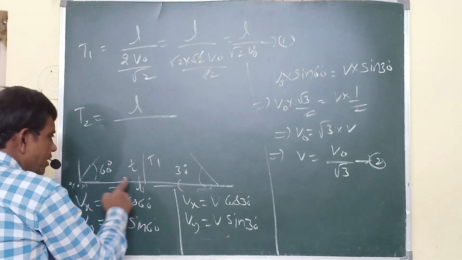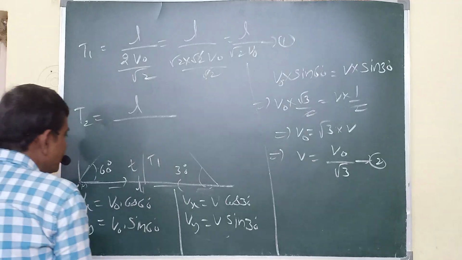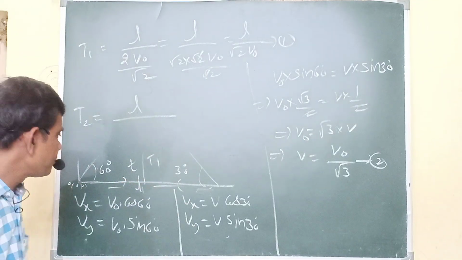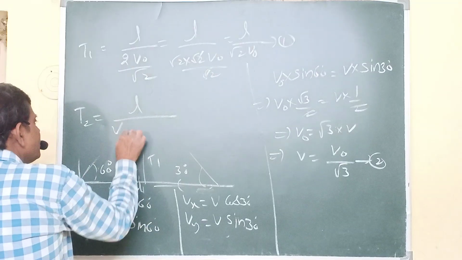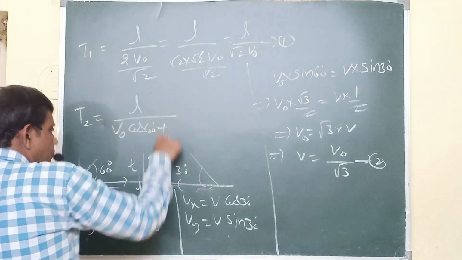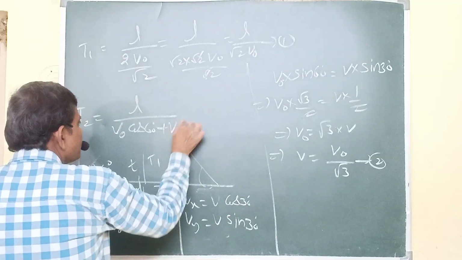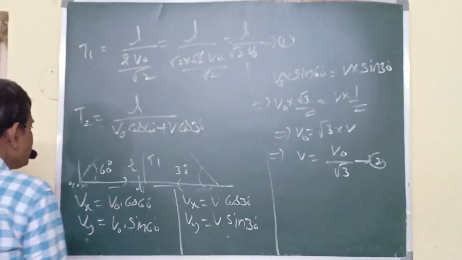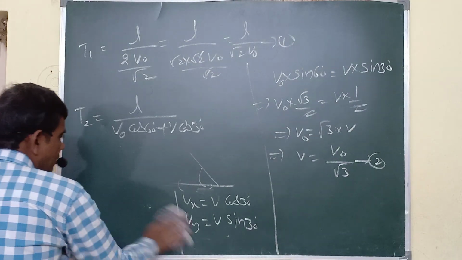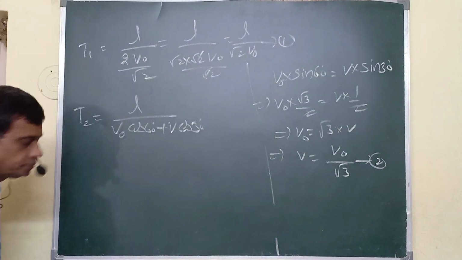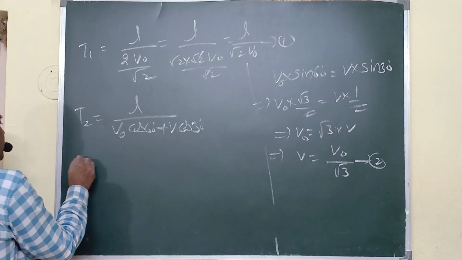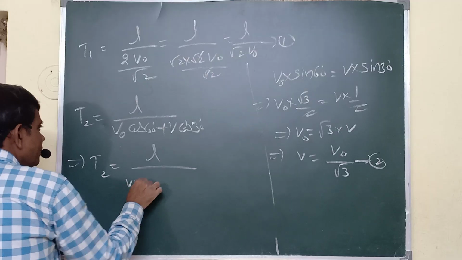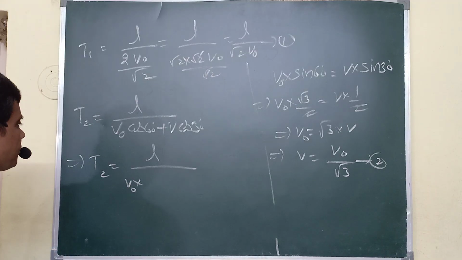Again the cos component, the horizontal components we take. What is the formula for meeting time? Distance by relative velocity. So Vx plus Vx, so V naught cos 60 plus V cos 30. So that is the time. Okay, now you go to mathematics. This implies T2 equals L by V naught into cos 60.